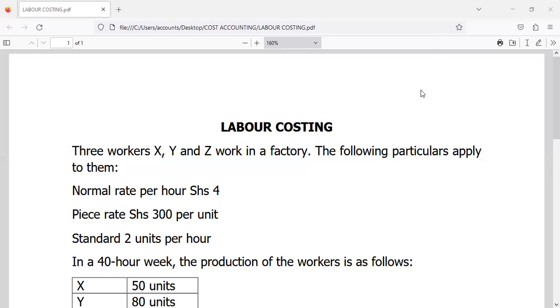Three workers, X, Y, and Z, work in a factory. The following particulars apply to them. Normal rate per hour, shillings 4. Piece rate, shillings 300 per unit. Standard output is 2 units per hour. In a 40-hour week, the production of the workers is as follows.